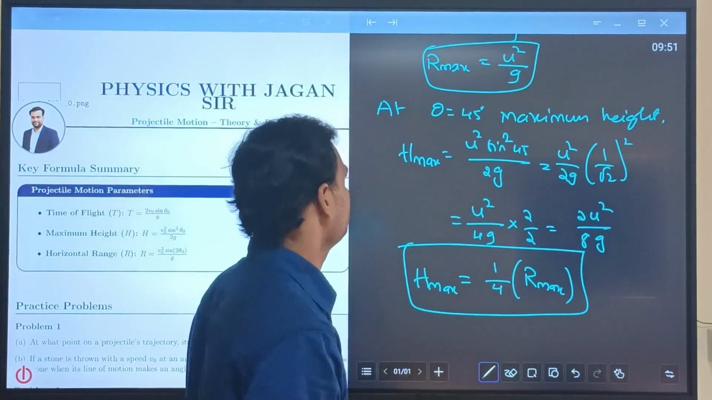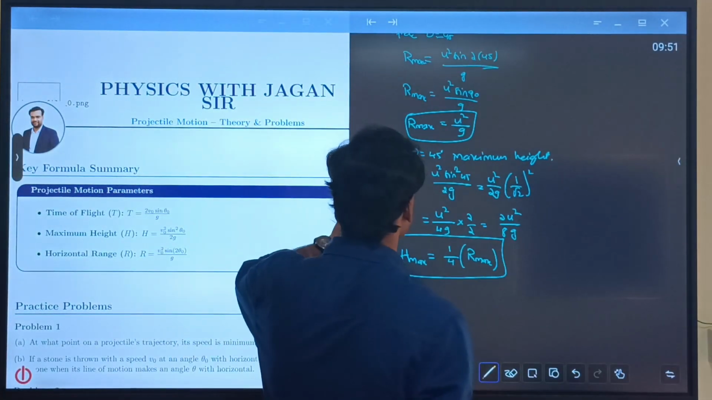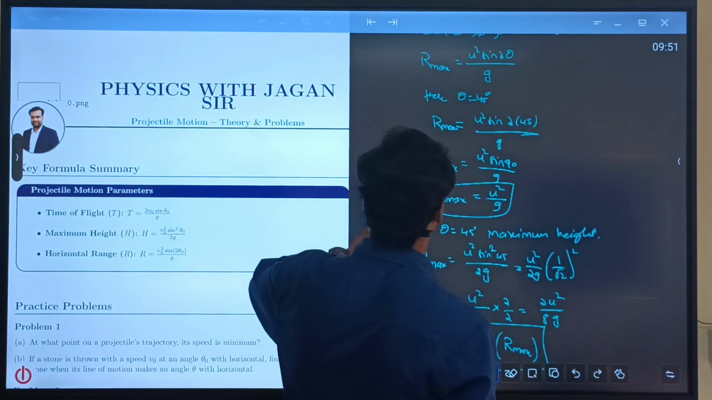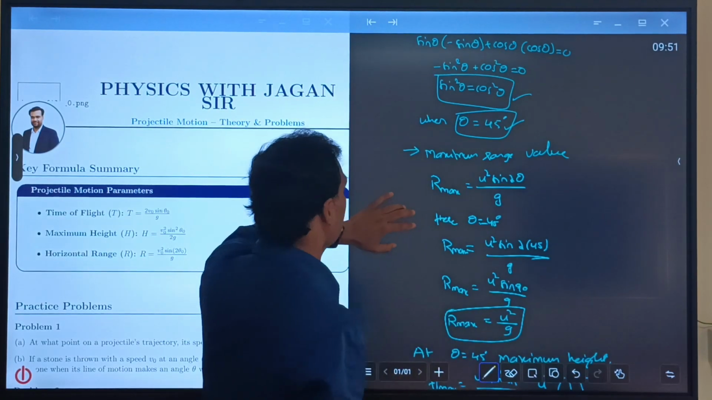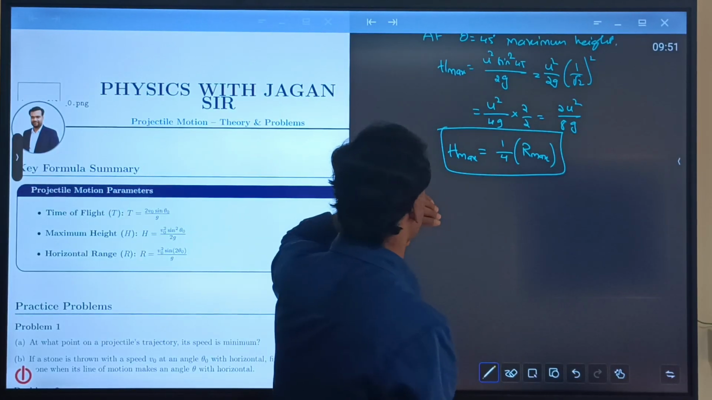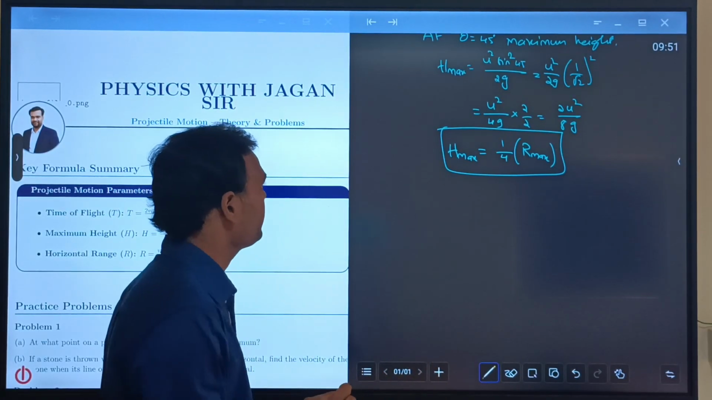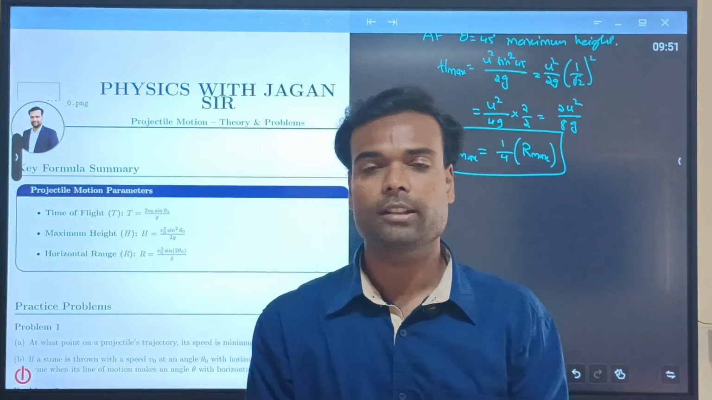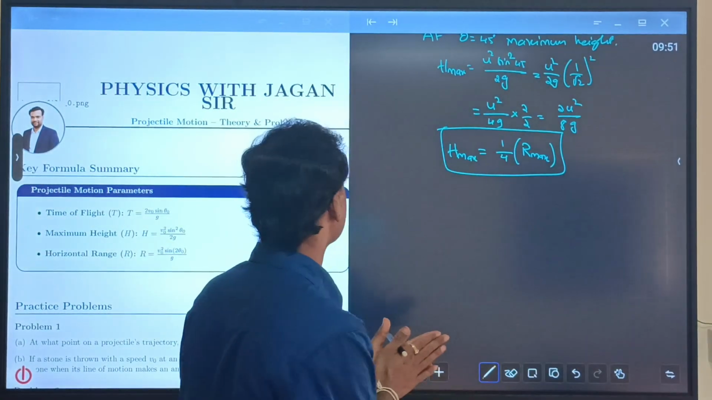Clear? Then next one is, right, we have completed writing the complementary angle, finding the range value, and finding the maximum range value. Do we need to discuss anything else? H maximum, R maximum. Do we need to discuss anything else?